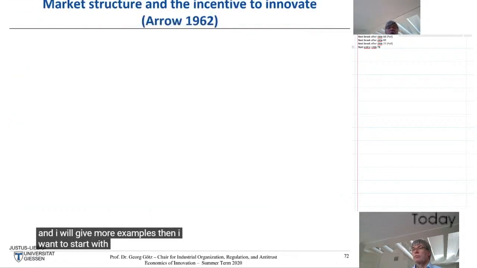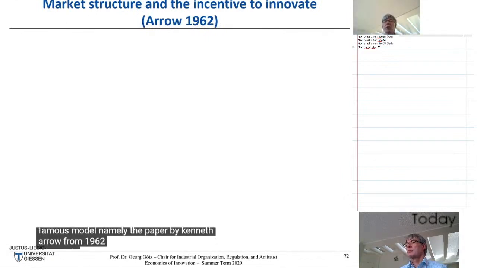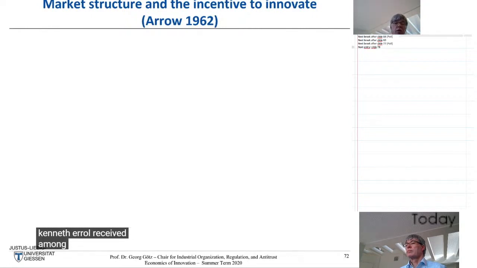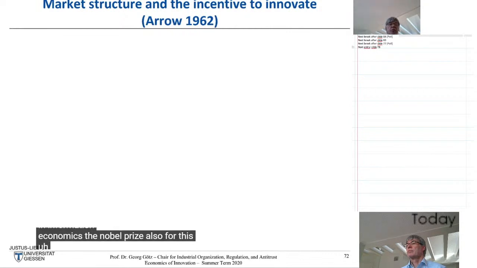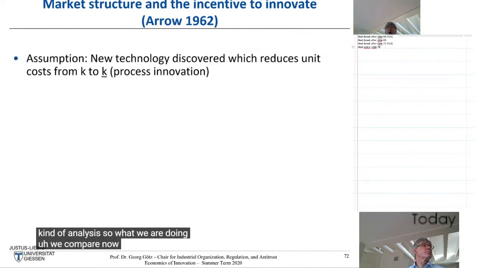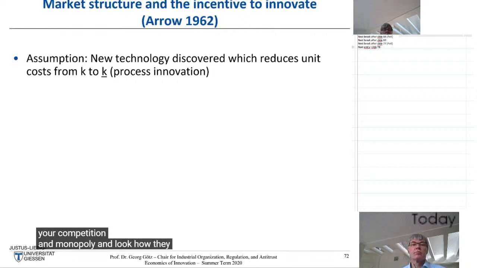I want to start with a really famous model, namely the paper by Kenneth Arrow from 1962, Economic Welfare and the Allocation of Resources for Inventions, one of the most cited papers of all. Kenneth Arrow received the Nobel Prize, among other things for his studies in information economics, but also for this kind of analysis. What we are doing is comparing perfect competition, or actually here Bertrand competition, and monopoly, and looking at which kind of incentives to innovate they provide.